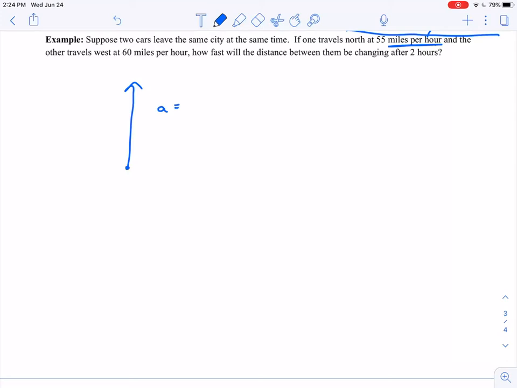Again, keep an eye out for rates, because those are what tell you not the side lengths of your shape, but those tell you your derivative. So that would be dA/dt is equal to 55 miles per hour. The other travels west. The other one goes in this direction at 60 miles per hour. Again, I see miles per hour. That's a rate. How about we call this side B? I don't know what B is right now, but I know that dB/dt, the rate of change, is 60 miles per hour. So dB/dt is 60.